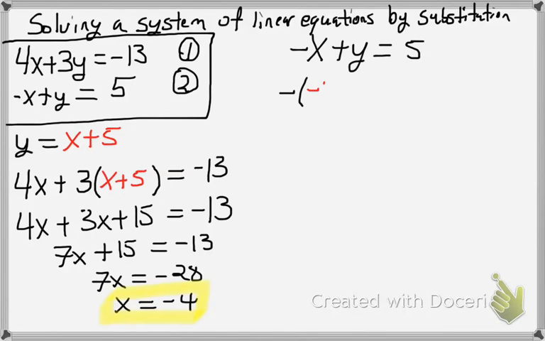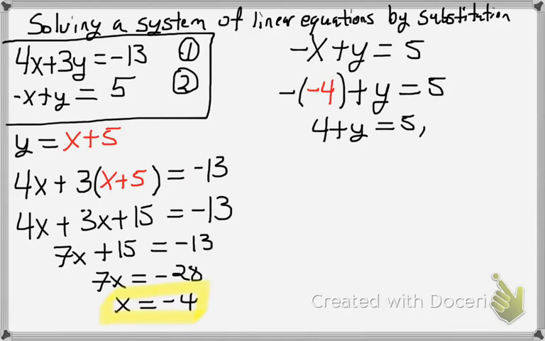And what we're going to do is replace the x with a negative 4. A negative sign came with the formula, so you're going to have negative negative 4, so you need to be careful about that. Plus the y, and that's equal to 5. So negative makes a positive. Positive 4 plus y is equal to 5. And we end up getting our second solution, y is equal to 1.